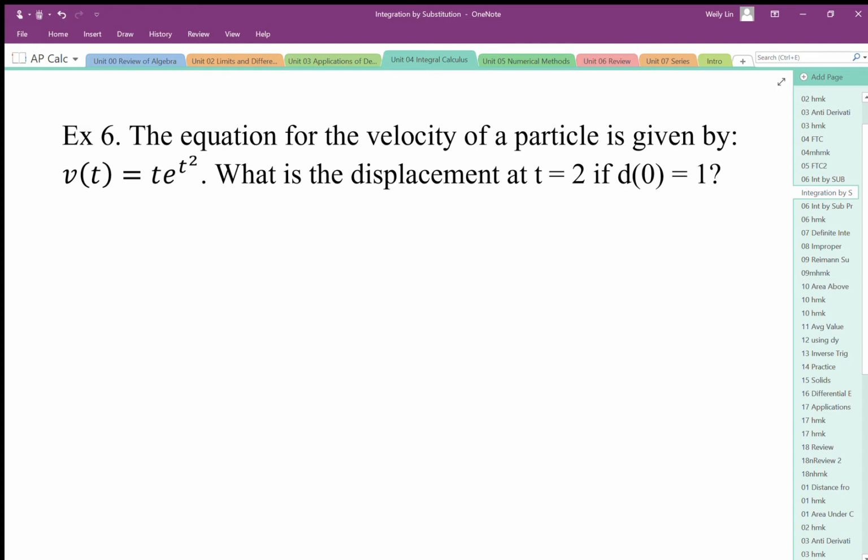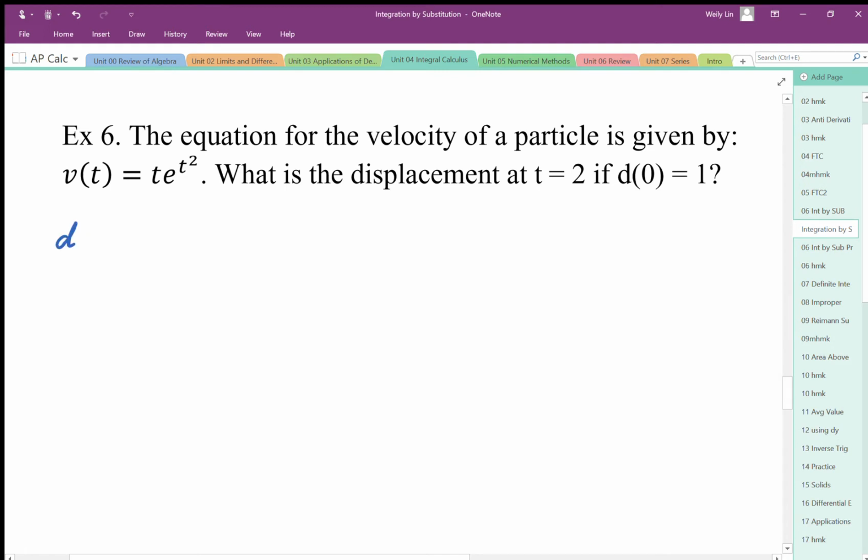Okay, so we're going to first find the indefinite integral, and then we're going to use the second part of this statement, in particular d of 0 equals 1, to be able to solve for our plus c, which then allows us to come up with the displacement function. So again, we want to find the displacement function, which is going to be related to the integral of v of t dt.